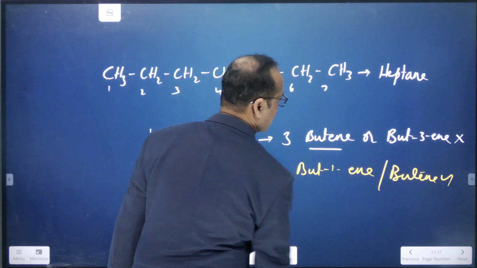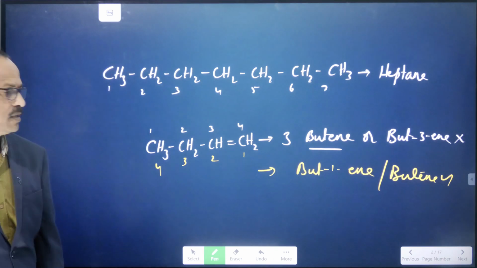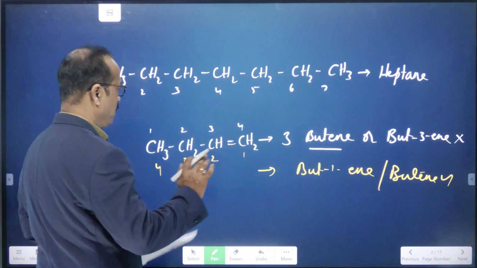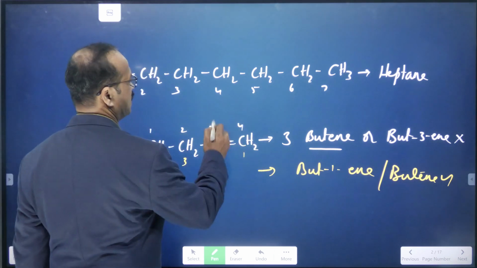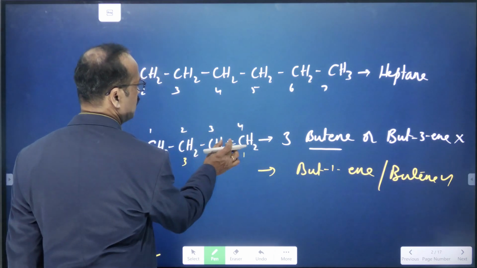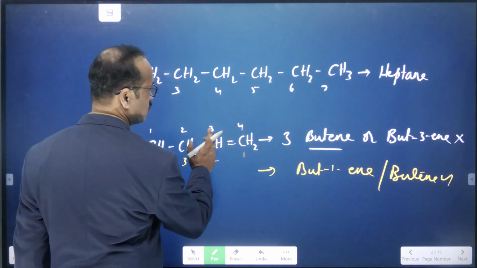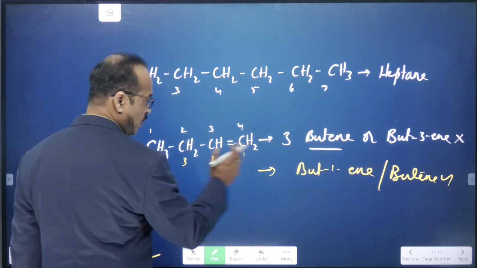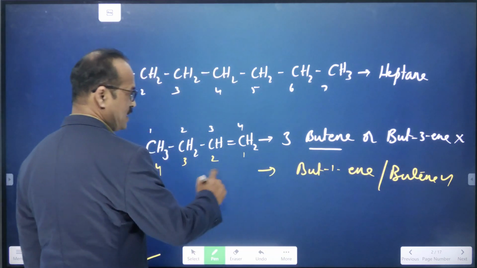Okay. So this is the correct method. Here you see, I have written the same thing, but I counted from this side: 1, 2, 3, 4. So the double bond is present between the third and fourth carbon, so this is wrong. But if I count like this, 1, 2, 3, 4, it is but-1-ene. This is correct.